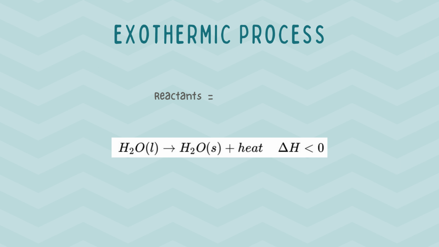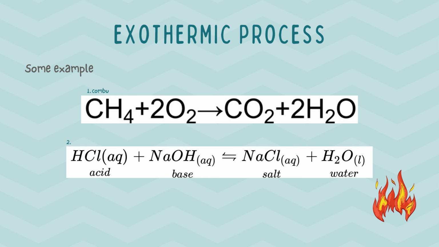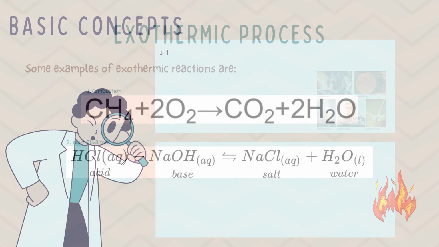For an exothermic reaction, where energy is going to be released or produced as a result of the chemical reaction, we are going to see it on the product side: release energy. Reactants equals products plus heat. Combustion, neutralization, and most oxidation reactions are considered exothermic reactions.